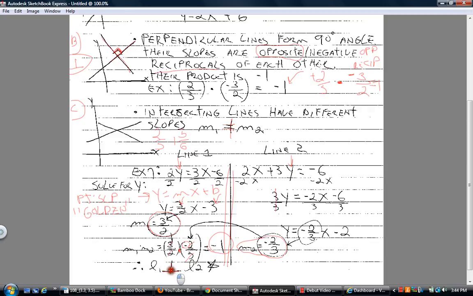That's the only example I'm doing here, but this technique will be how you do it. If you happen to get a second line and the slopes are the same, they're parallel. If they're not equal to each other and not opposite reciprocals, then you choose option C, which is that they are just intersecting lines.